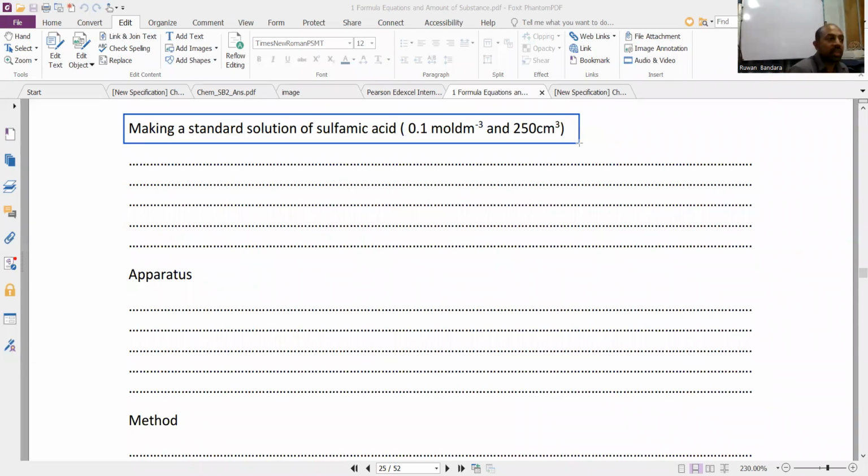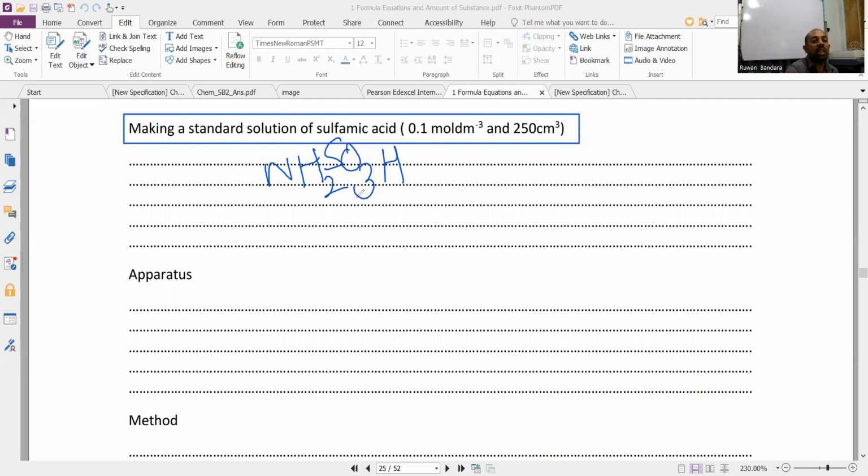Alright. We are going to make a standard solution of sulfamic acid. Right? The sulfamic acid formula is NH2SO3H. That's the formula of sulfamic acid. NH2SO3H, sulfamic acid. What kind of acid is sulfamic acid?